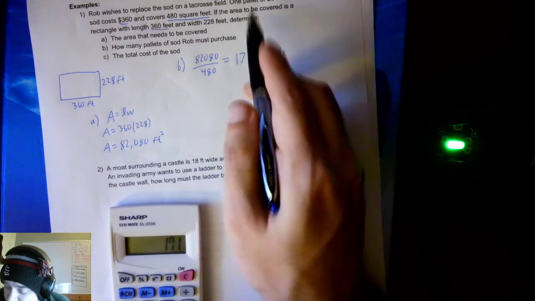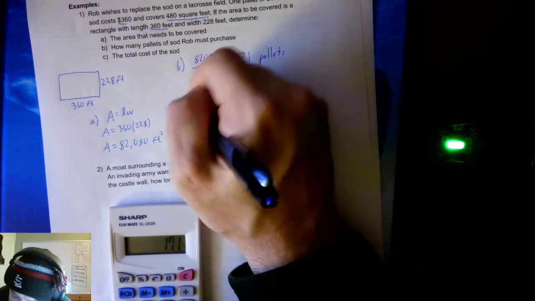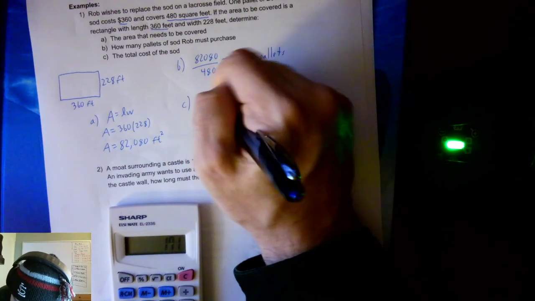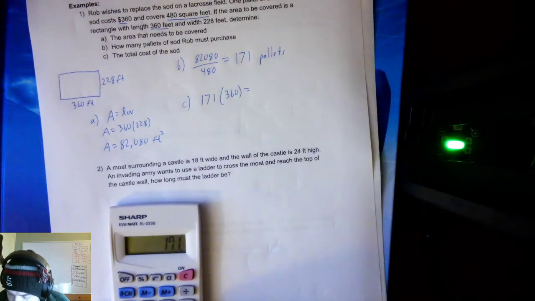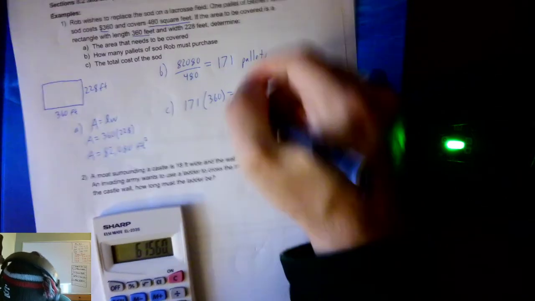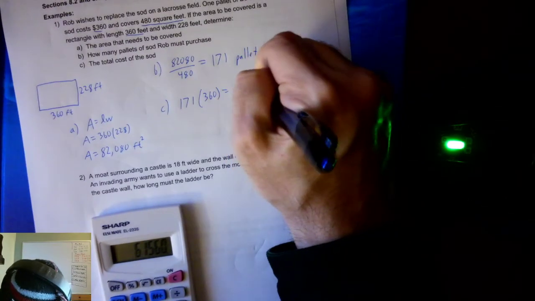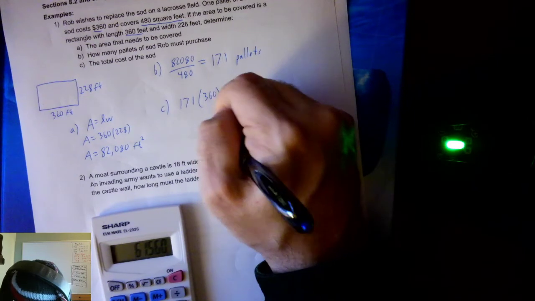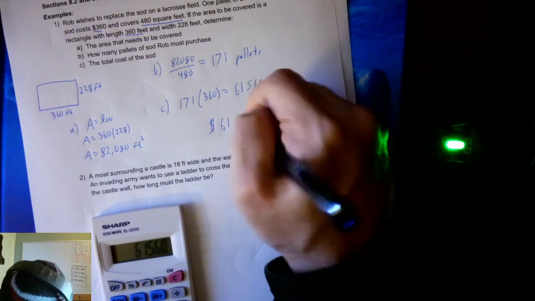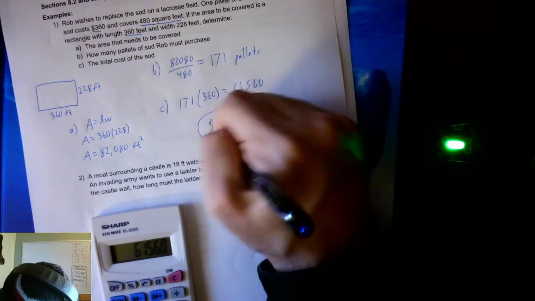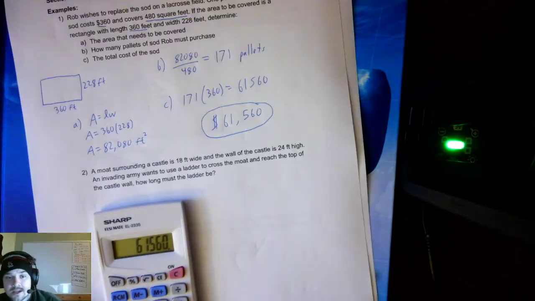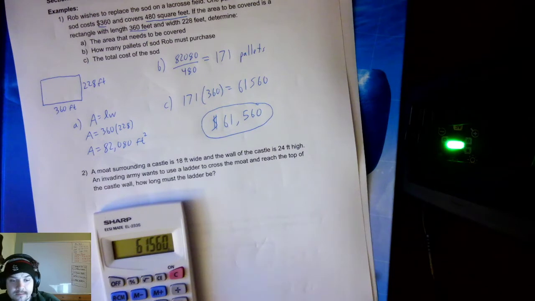Well, if he's buying 171 pallets and they're 360 apiece, let's see, 171 times 360. I'll multiply that. Gives me 61,560. So the total cost of Rob's project would be $61,560. So I have found the cost of the sod.